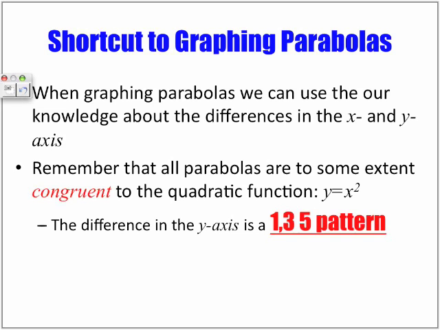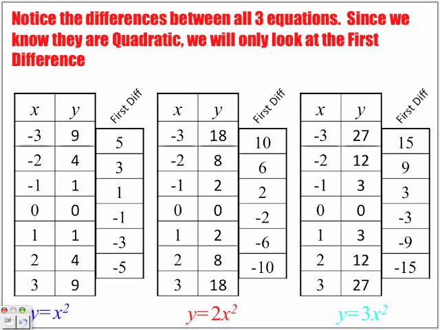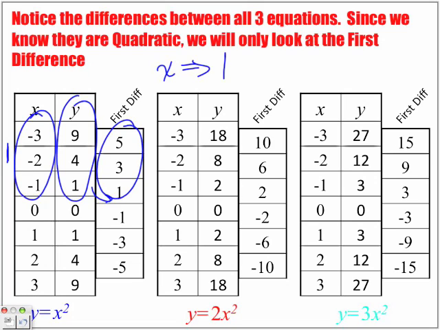So let's look at what the shortcut is. Shortcut to graphing parabolas. When graphing parabolas, we can use our knowledge about the differences in the x and y axes. And if we go back here, we had what I like to call the 1, 3, 5 pattern. But notice here what the difference is always in x. The difference in x is always 1. The difference in y is 1, 3, 5. So in terms of this pattern, x is always going to be looking at 1. When we look at y, y is what follows the pattern of 1, 3, 5.